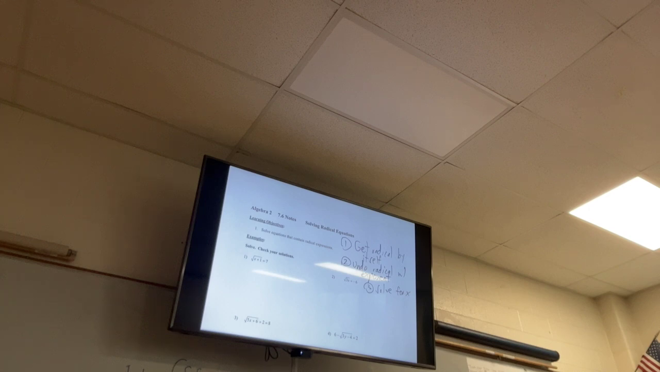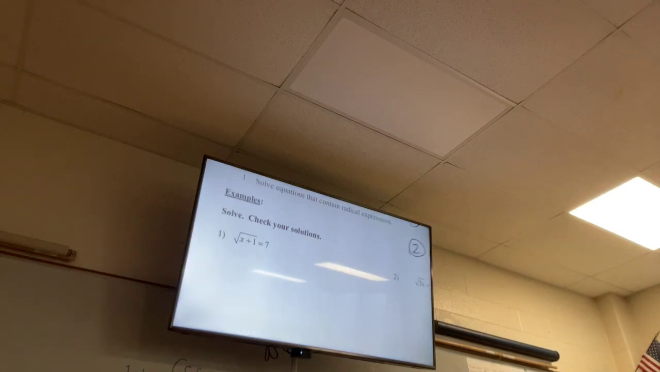All right, so number 1 here. I need to get my radical by itself. So how do I do that? How do I get just the radical stuff by itself? Trick question, it's already by itself. And then I'm going to undo the radical with an exponent. What kind of exponent am I going to hit both sides with?